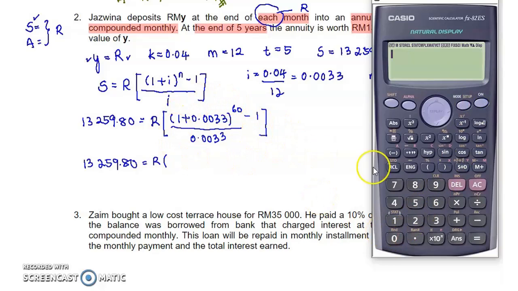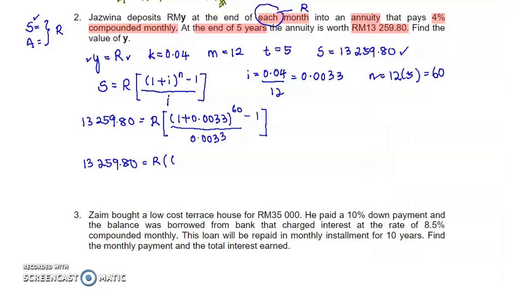Now let's calculate the value inside the square bracket here. 1 plus 0.0033 will be 1.0033, to the power of 60, minus 1, and then divided by I, 0.0033. So the value inside the bracket is 66.2318. So R equals 13259.8 divided by 66.2318.